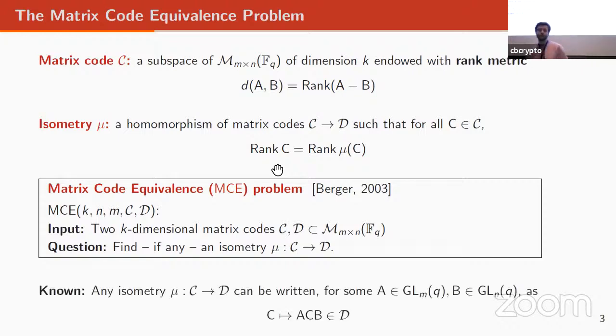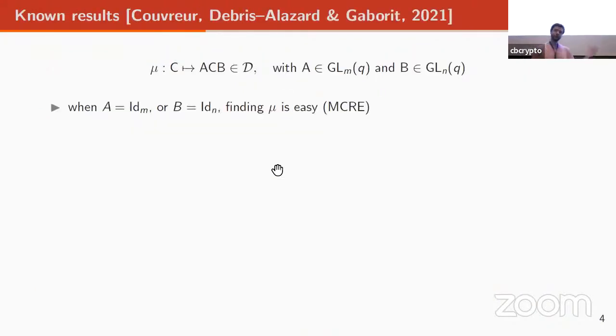Now, what is known, and that's very nice, is that such an isometry between two of these codes can essentially be written as matrix multiplication on the left and on the right side by a matrix A or B applied to each code word. And that greatly simplifies this analysis already. So from a 2021 paper, there are some initial results on matrix code equivalence. This is a paper by Couvreur, Debris-Alazard, and Gaborit. And they start out with this initial idea. We know that an isometry maps C to ACB for every code word.